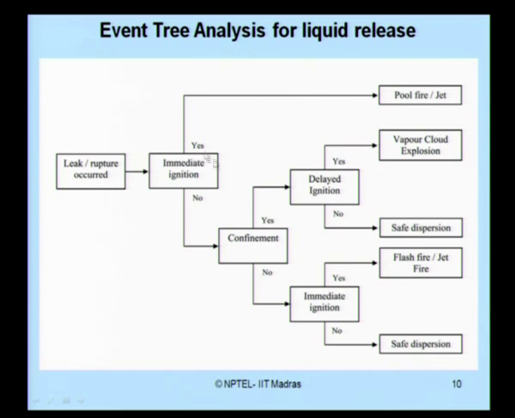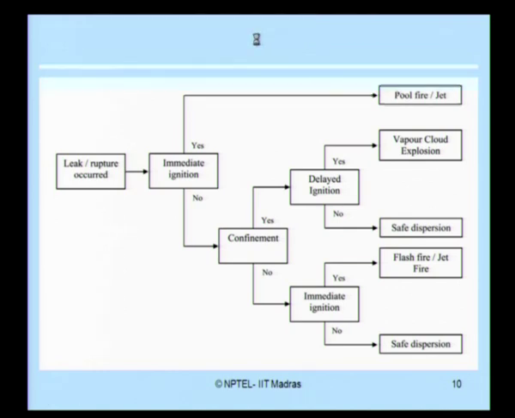Incidentally, from a simple flow chart of this kind, it can tell you what kind of exit there will be as a consequence of your accident. It can cause either a pool fire, a jet fire, a vapor cloud explosion, a flash fire, or it can be safe for dispersion. When these situations are occurring or possible, that can be easily seen from a simple analysis that we call event tree analysis.